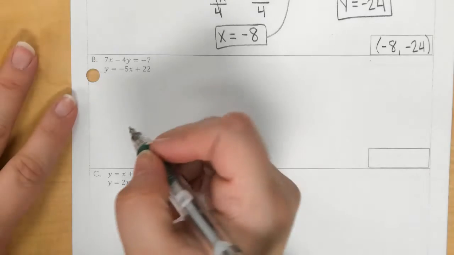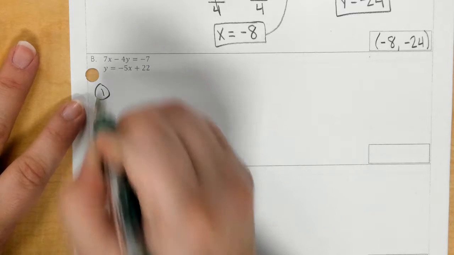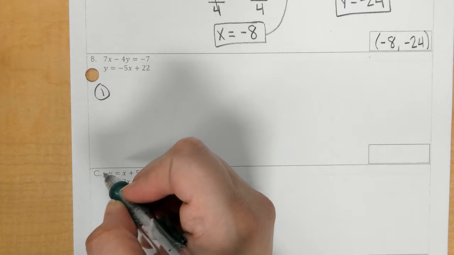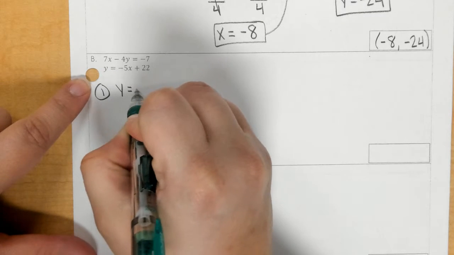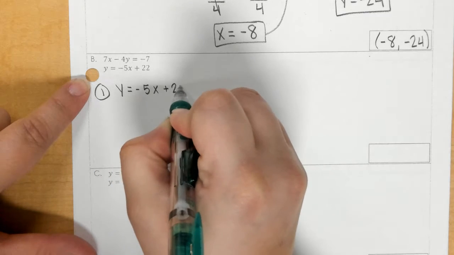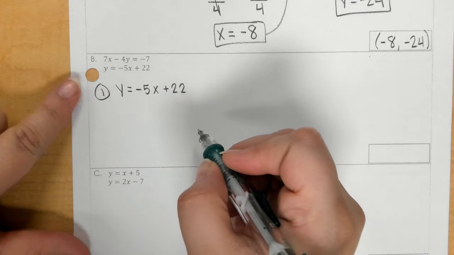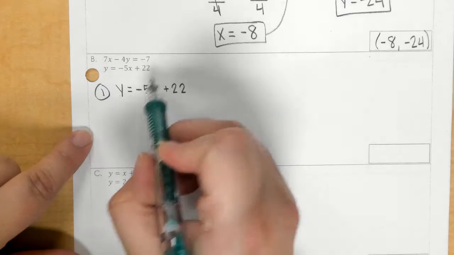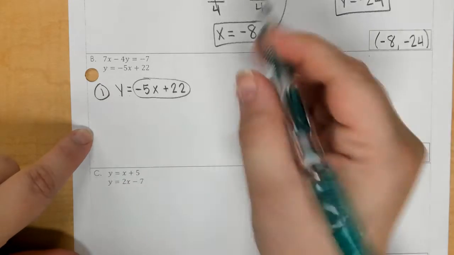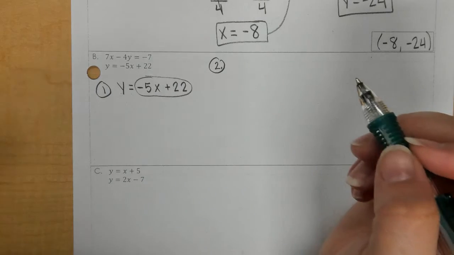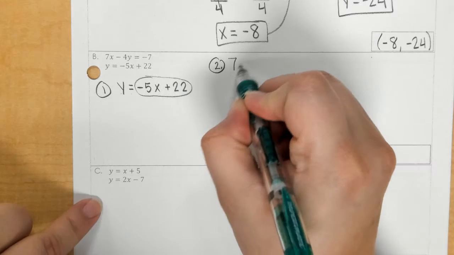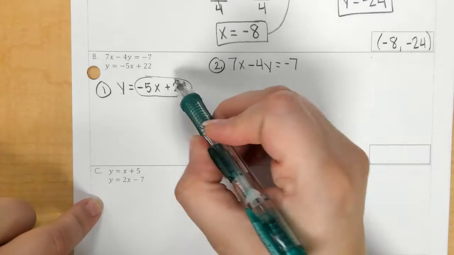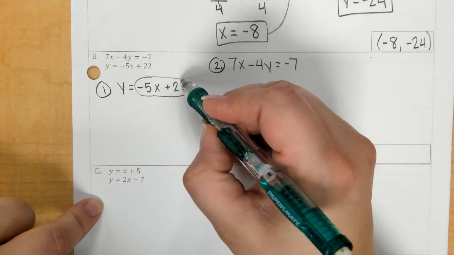In part B, same type of steps. So step 1, find the equation that has x or y by itself. In this case, that's equation 2. I look for the expression that equals my variable y. This is my expression. Step 2, I write down the other equation I have not used. I plug this expression in for y.